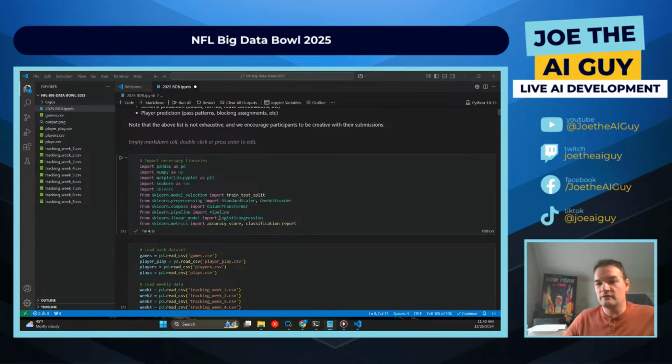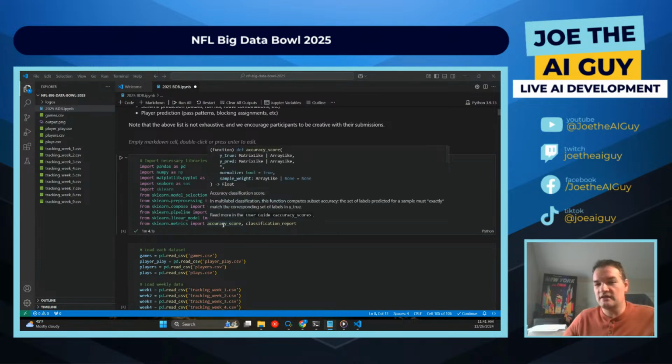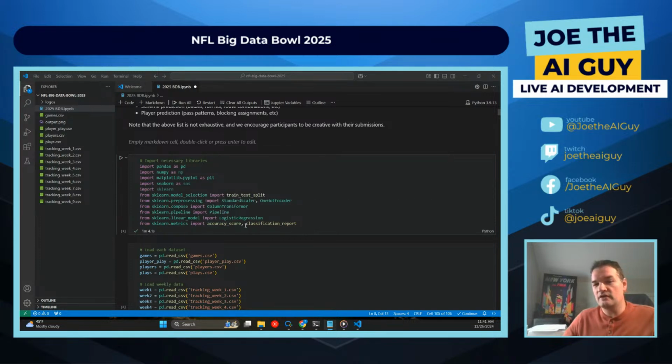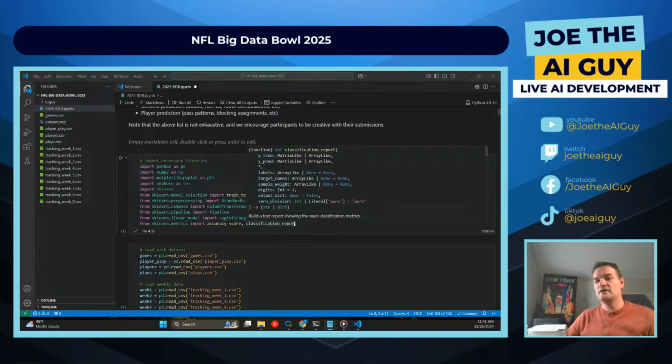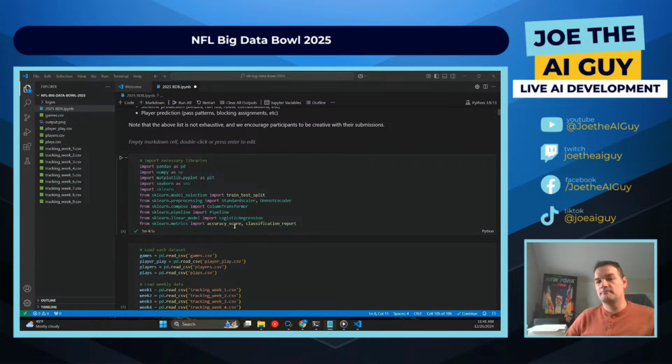There will be different models. The first one that we use is logistic regression, but then we'll do things like support vector classifier, random forests, and decision trees. And then the metrics function here is so that we can get an idea of the accuracy of our model and then look at the classification report to get an idea of how those predictions actually break down in terms of precision versus recall.